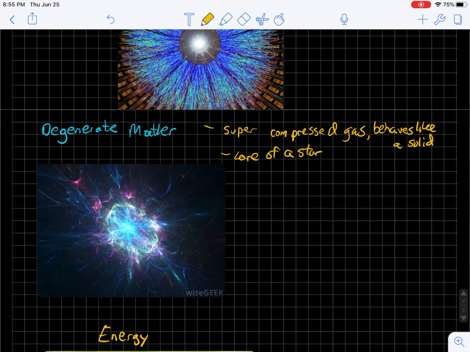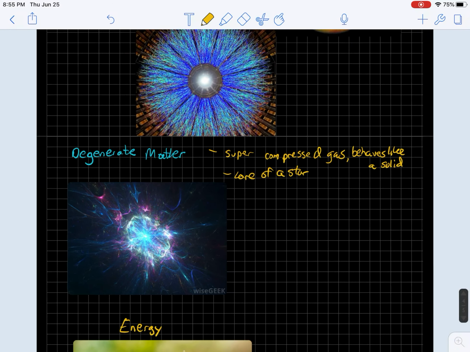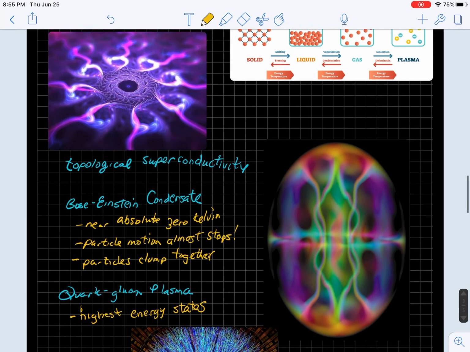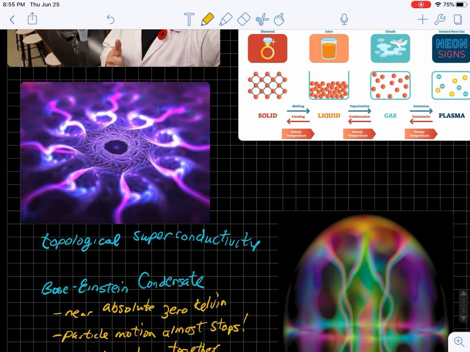And then there's degenerate matter, and this is where you have a gas that is so compressed that it behaves like a solid, and you find this in the core of a star. And then they think there might be an 8th one that they discovered last year, what they call topological superconductivity, that they want to use for quantum computers. Very interesting thing if you study it. We're talking about computers that are literally millions of times more powerful than the computers that we use right now as a result of harvesting and using this form of matter.